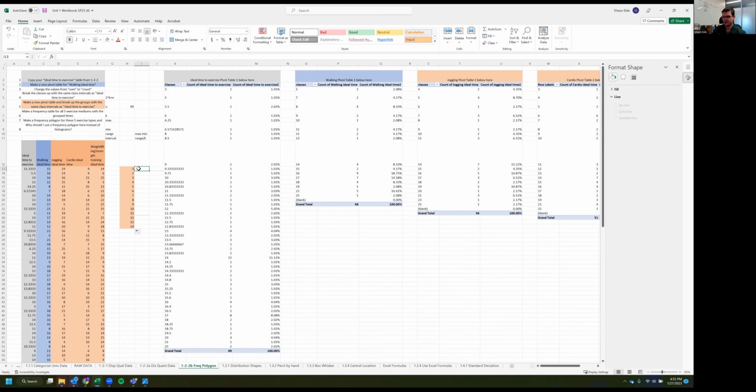We're going to do equals 2 raised to the first. Okay, then we'll drag it down. This is 2 raised to the second, 2 raised to the third, 2 raised to the fourth, 2 raised to the fifth, so on and so forth.